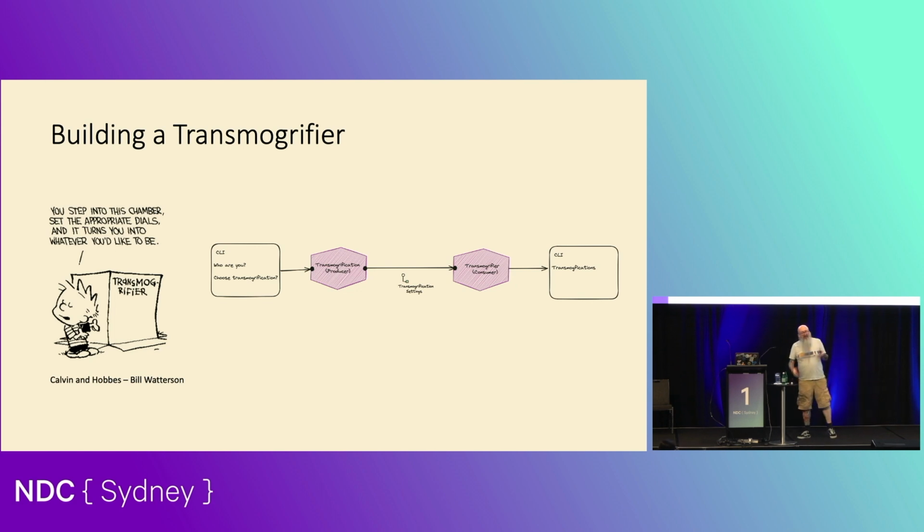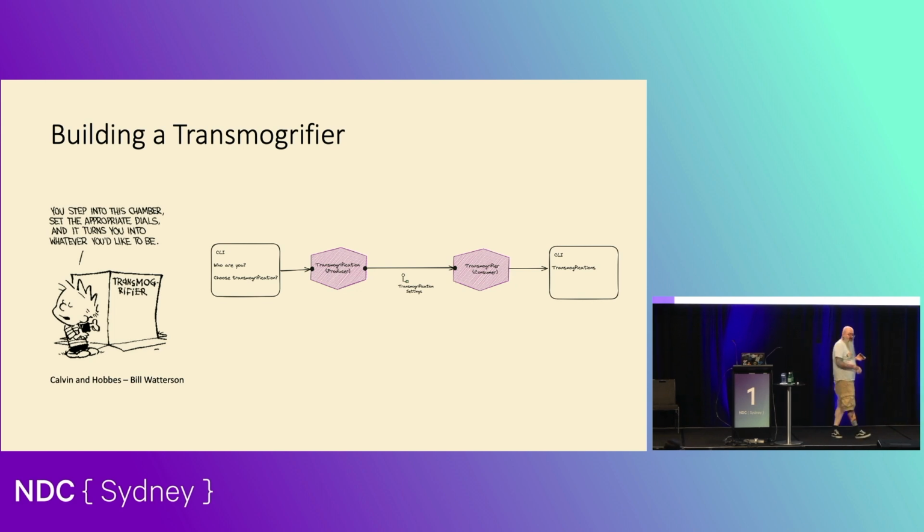So rather than hello world, we're going to build a transmogrifier. We're going to essentially have a producer application that says, hey, what do you want to be transformed into? Get some settings, sends it via Kafka to the transmogrifier, which will transform Calvin and change him into something else. Right. I got bored with hello world.